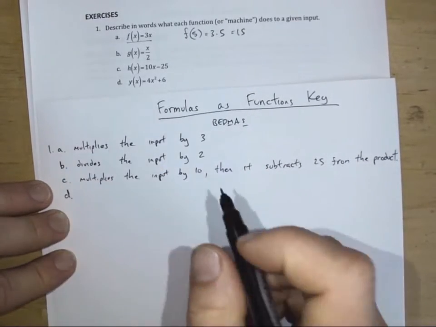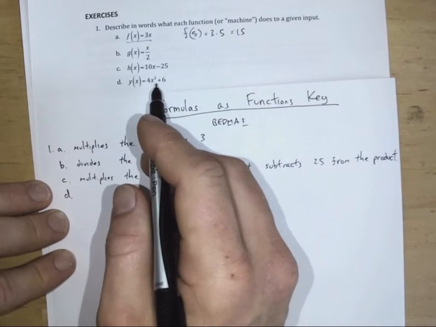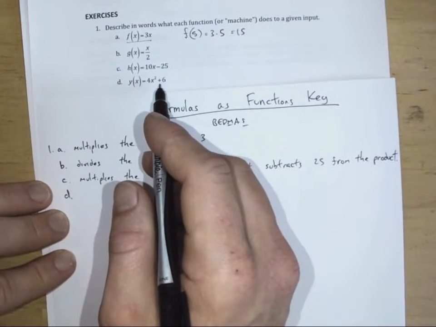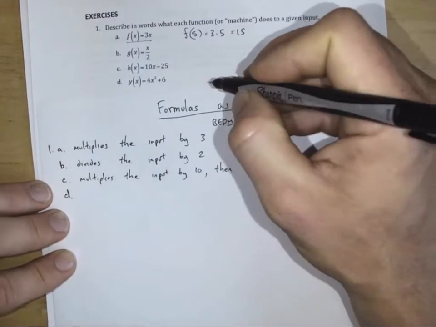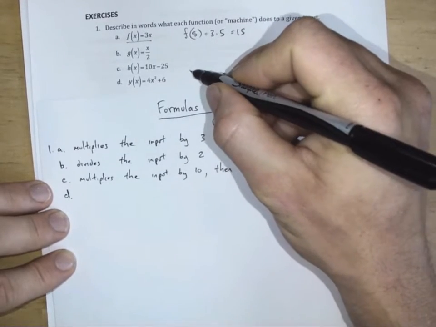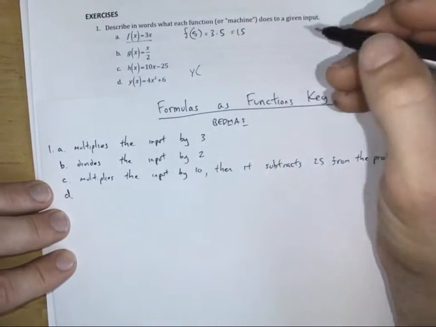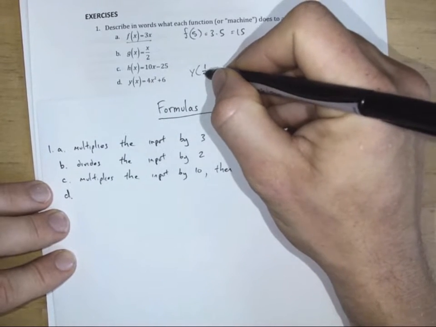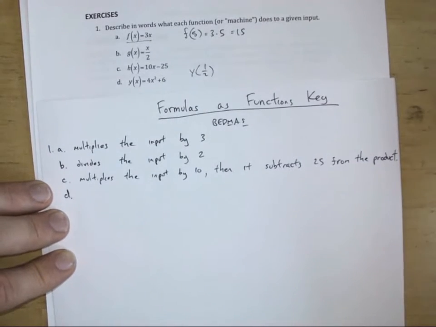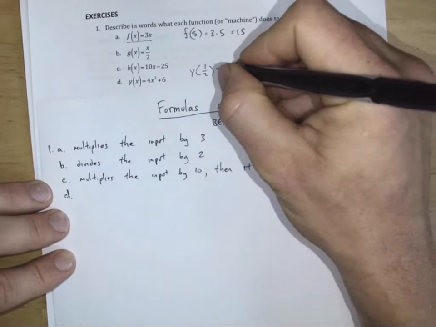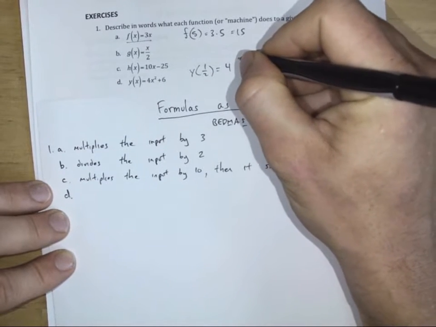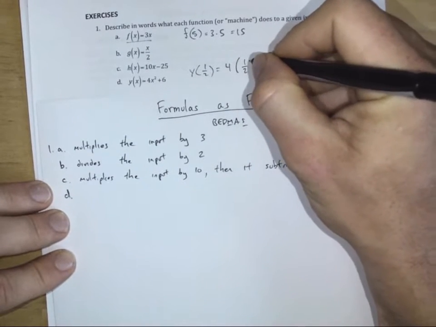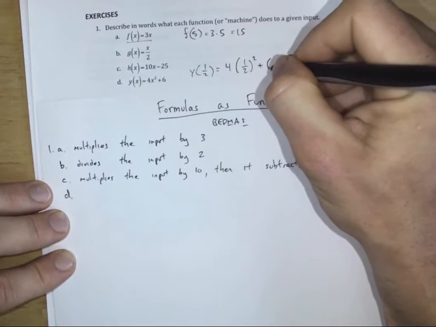Lastly, D. So it looks like this function does 3 things to an input before it's finished. So we'll go through an example. Let's take an input value of, let's say a quarter. Let's say a half. Okay. So we put a half into this function. Let's just see what happens here. So we get 4 times 1/2 squared plus 6.